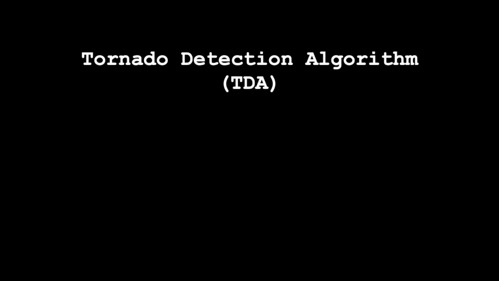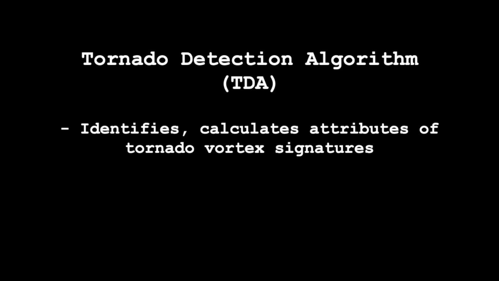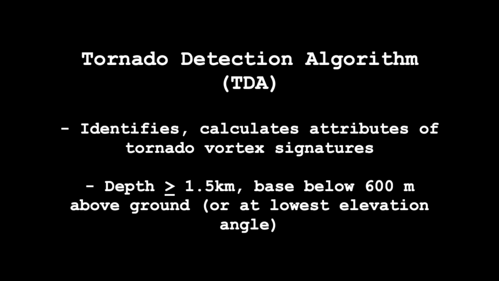The Tornado Detection Algorithm, or TDA, is meant to detect tornado vortex signatures, or rotation with a scale less than 1 kilometer. It works in much the same way as the MDA, but the TDA specifically looks for gate-to-gate shear, which is the shear between two adjacent pixels of velocity data, one inbound and one outbound, across a radial. To register with the TDA, the depth of the tornado vortex signature must be at least 1.5 kilometers, with its base at less than 600 meters above the surface, or at the radar's lowest elevation angle, or else it's deemed to be an elevated tornado vortex signature.